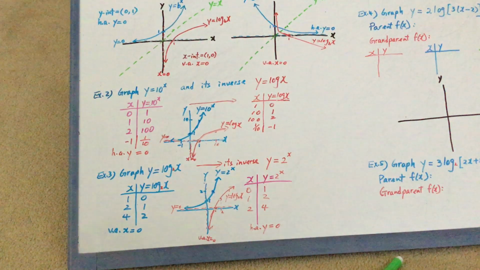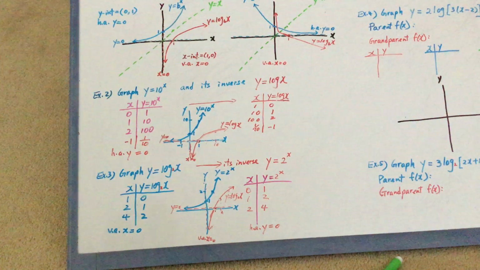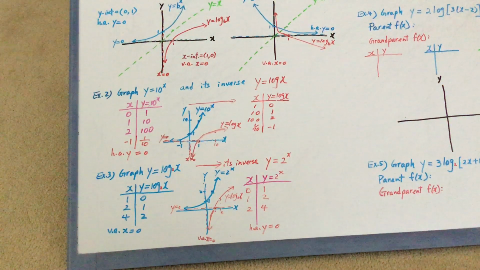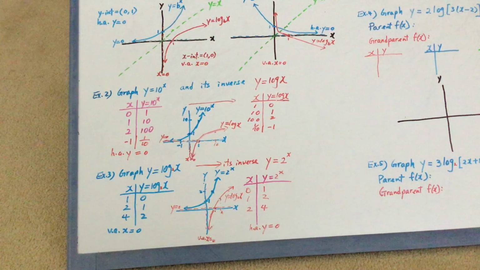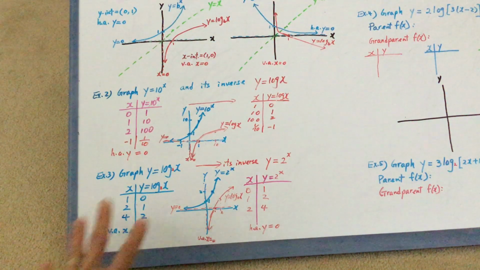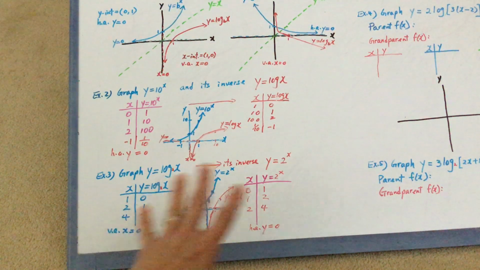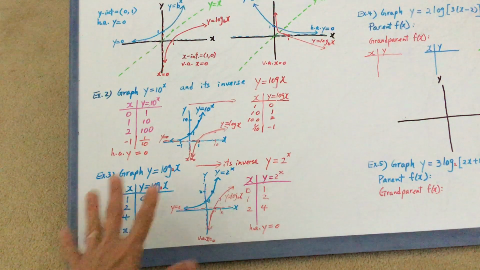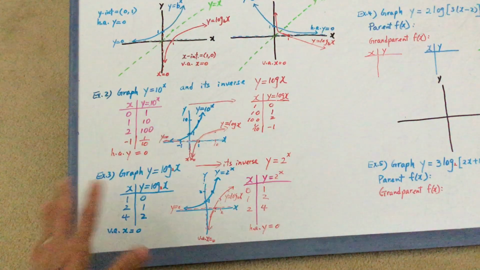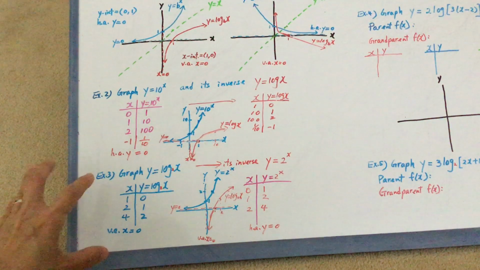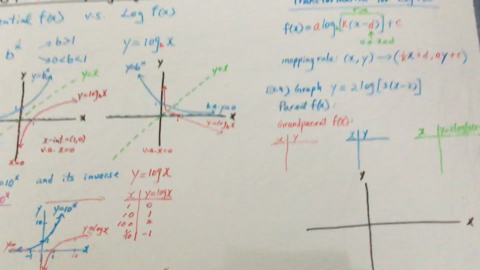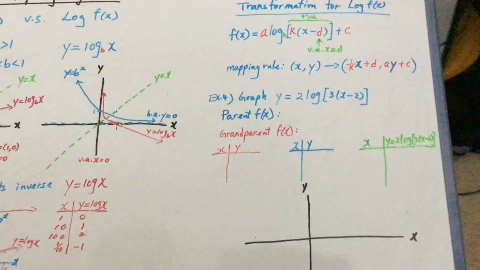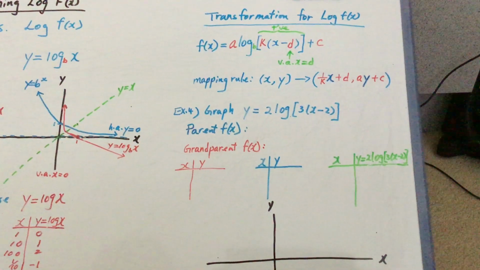So now you have some ideas how to get the key points for the log functions. We always start by going back to the exponential functions. Sometimes we call this the parent function, or you go back to your parents before you get your actual points here. Now, when it comes to the transformations, that's the part that you need to pay attention to.